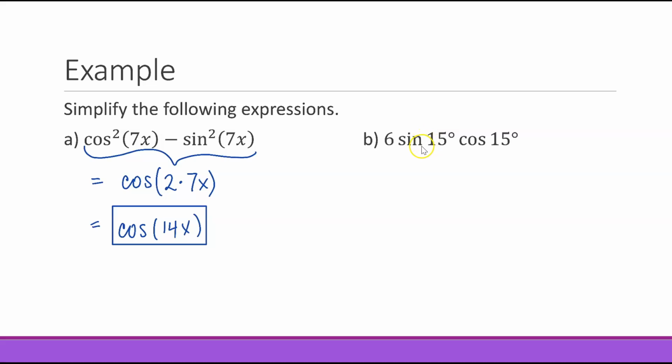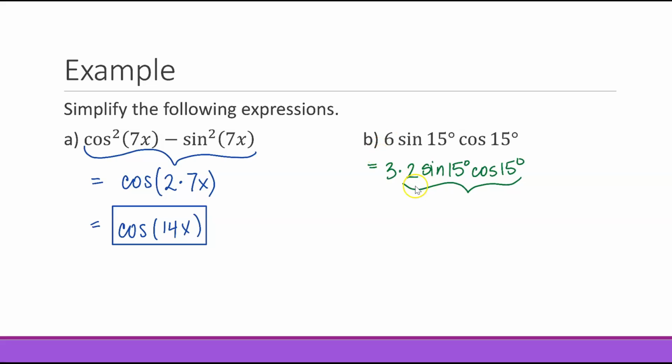And the way that we know to do that is we see sine of some angle times cosine of that same angle. Now what we don't have in the front is that 2, at least explicitly, but we can factor 6 into 3 times 2, and then bring down the sine of 15 degrees, cosine of 15 degrees, so that we see that double angle identity for sine more clearly.